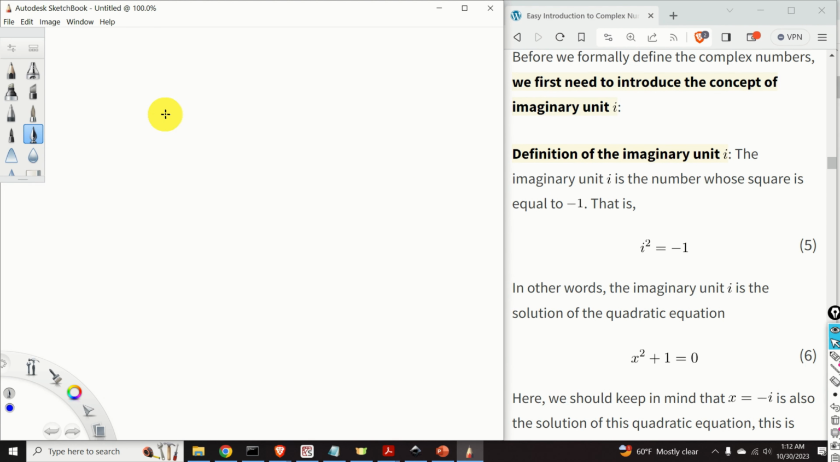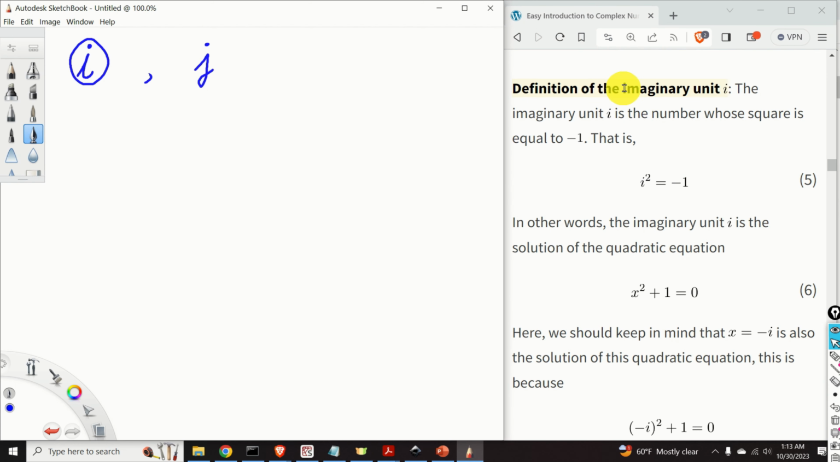Before we formally define complex numbers, we first need to introduce the concept of the imaginary unit i. The imaginary unit is denoted by i. In some papers or in control engineering literature, you will also see that the imaginary unit is denoted by j. However, in this tutorial, I will use the letter i. Here is the definition, and I will read it aloud. The imaginary unit i is the number whose square is equal to -1.